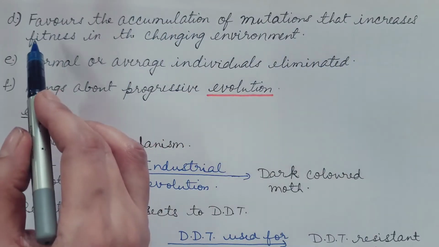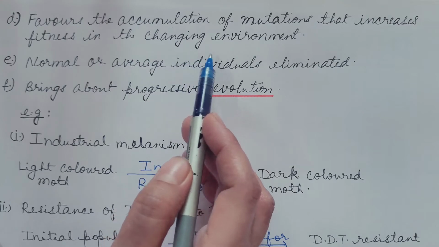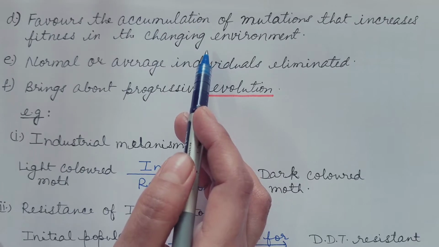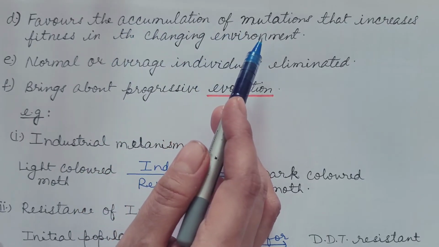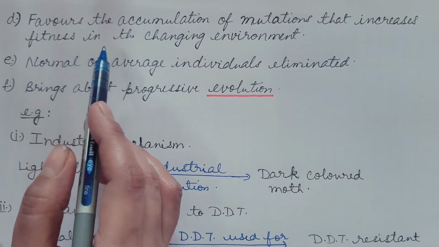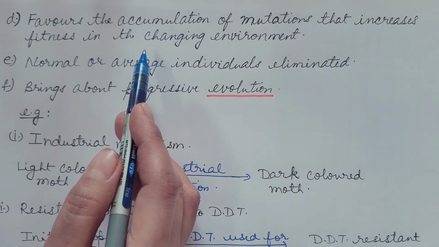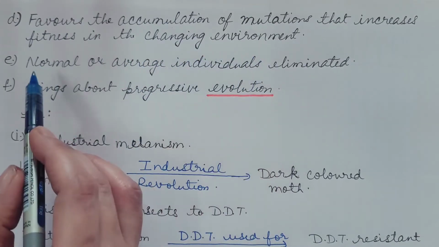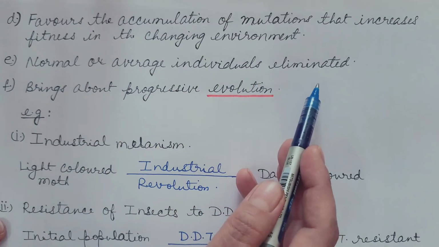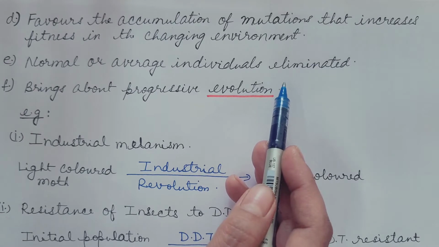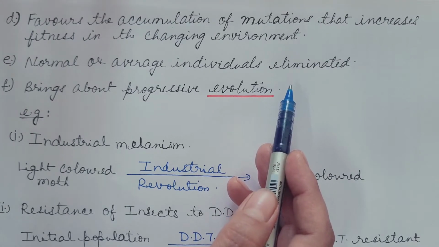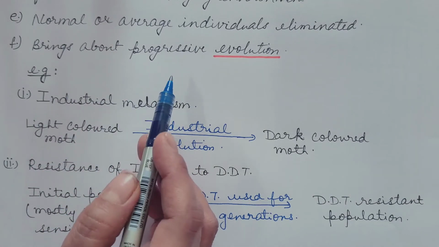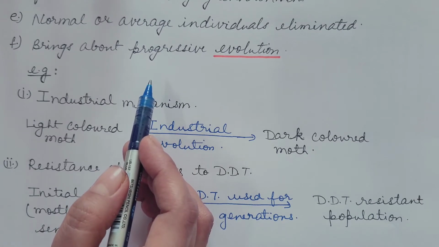Favors the accumulation of mutations that increases fitness in the changing environment. Because the environment is changing and hence the population or the individual should also change. So it favors the accumulation of the mutation that increases their fitness in the changing environment. That means it results in the change in the population in order to get adapted to the changing environment. Normal or average individuals are eliminated because individuals that are extremes are favored. It brings about progressive evolution. We have already seen that it shows the shift in the population.